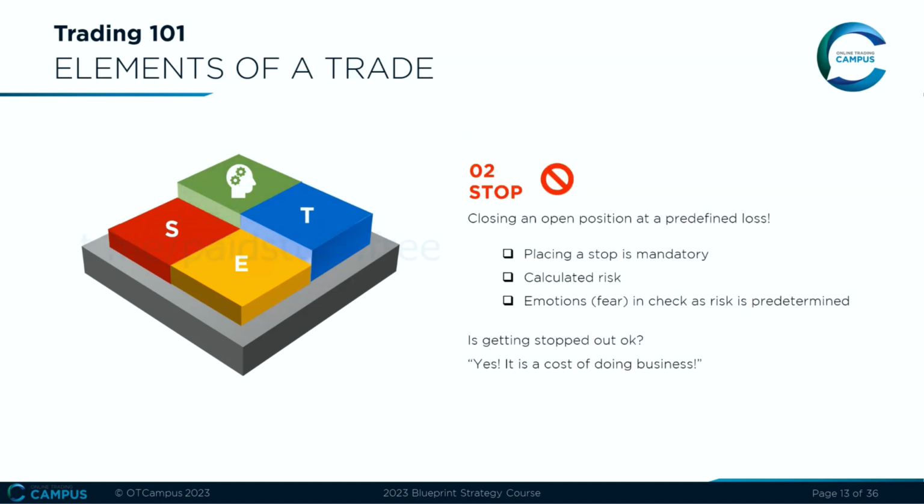Now, the second element of a trade is the stop loss. The stop loss is defined as the closing or exiting of an open position at a predefined loss. Rule number one, and the first golden rule, one that is not debatable: placing a stop is mandatory. And I also tell you why. A predefined stop allows us to take calculated risk.